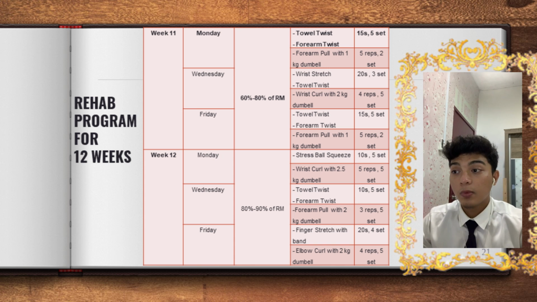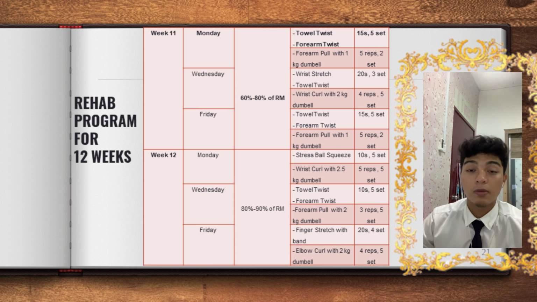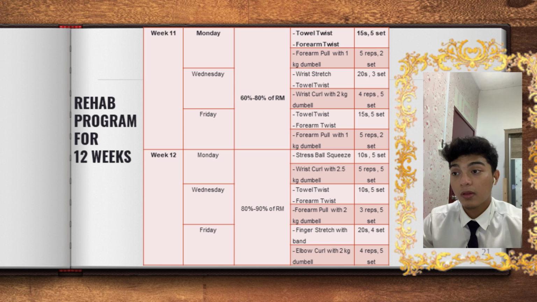Okay, this week had a change in intensity to 80% to 90% of repetition max. For Monday we can see we have a stress ball squeeze. It's a new exercise. We will do 10 seconds for 5 sets. We also have a wrist curl with a 2.5 kilogram dumbbell, up from 2 kilogram. We will do 5 reps for 5 sets.